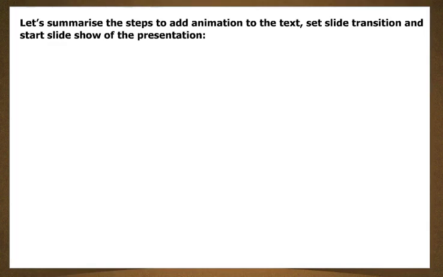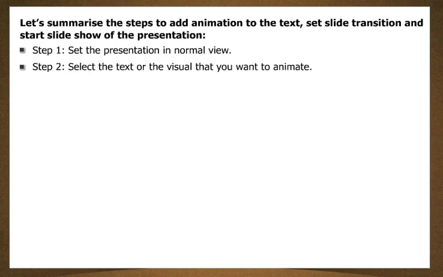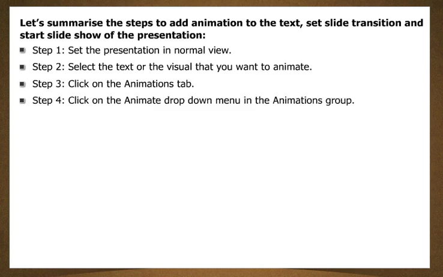Let's summarize the steps to add animation to the text, set slide transition, and start slideshow of the presentation. Step 1. Set the presentation in normal view. Step 2. Select the text or the visual that you want to animate. Step 3. Click on the Animations tab. Step 4. Click on the Animate drop-down menu in the Animations group. Step 5. Select an animation from the list.